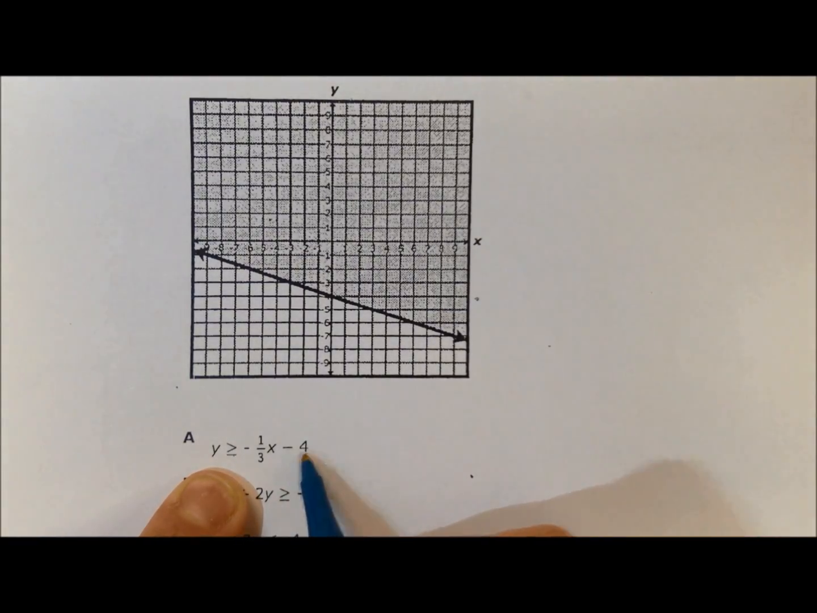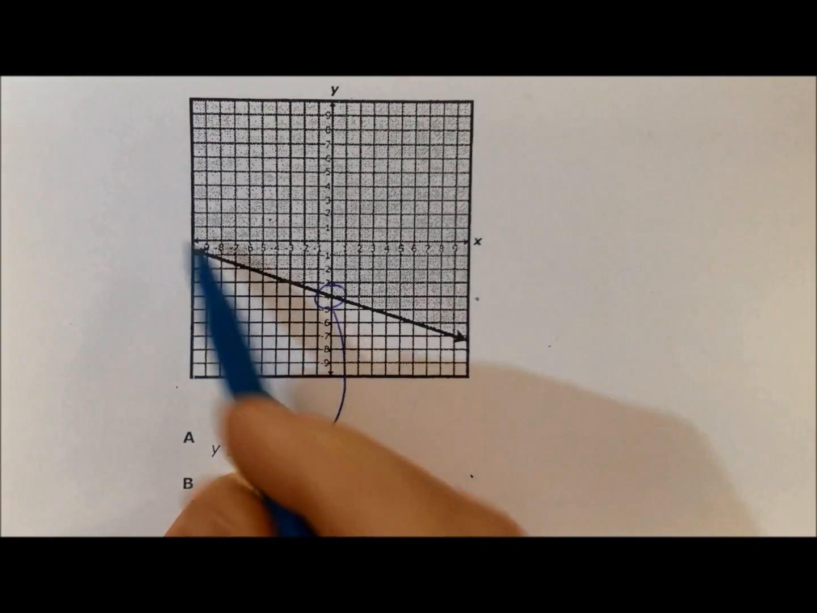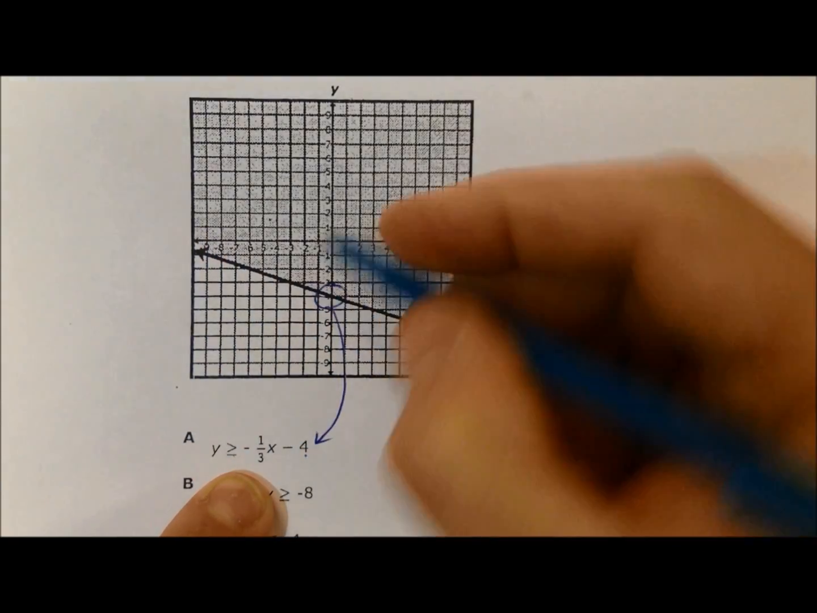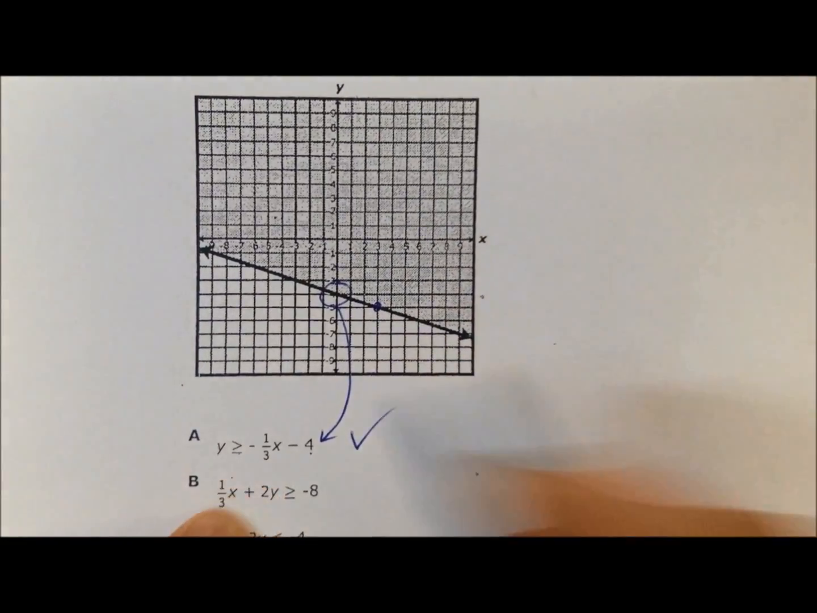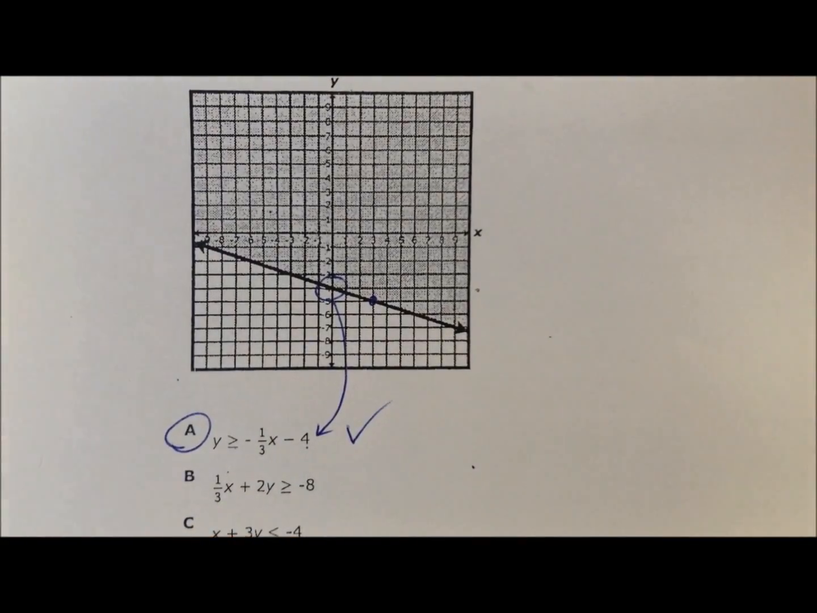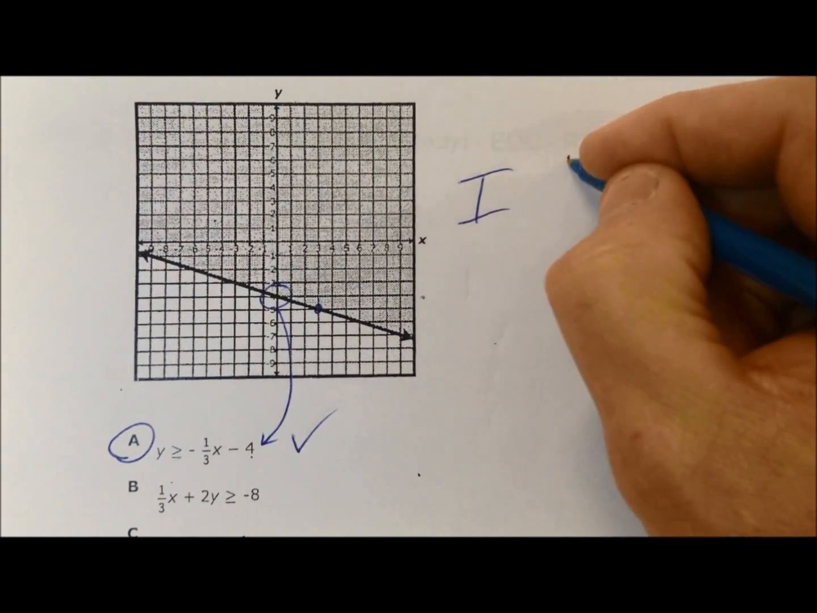Do I have a y-intercept of -4? Yes, I do. Do I have a negative slope? Yes, I do. Is it down 1 and right 3? Yes, it is. Hallelujah. That's my answer. All right. So, on to number 30.